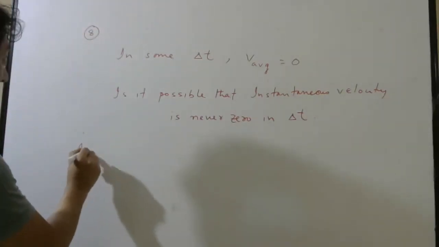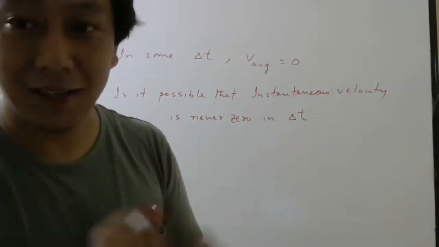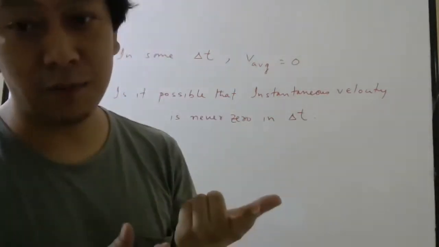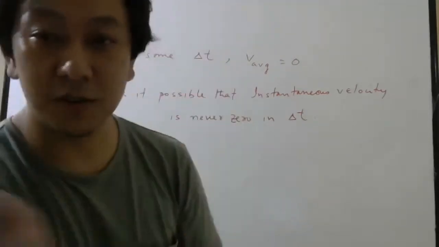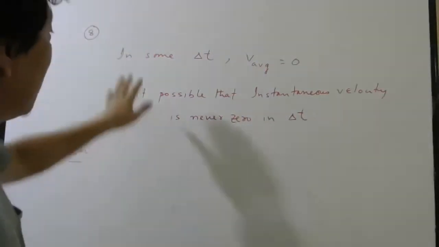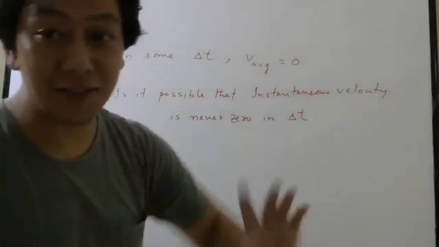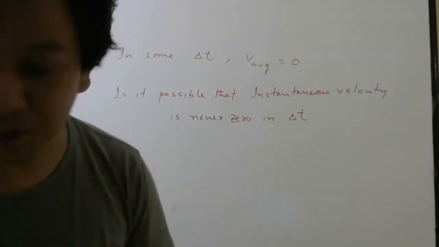Now they did not say whether it is moving in a straight line or not. So if they don't say, then you have to include straight line motion also, this kind of motion also, this kind of motion also, any kind of motion you can include. Now, is it possible for average velocity to be 0, but instantaneous velocity is never 0? Is it possible, they are asking.